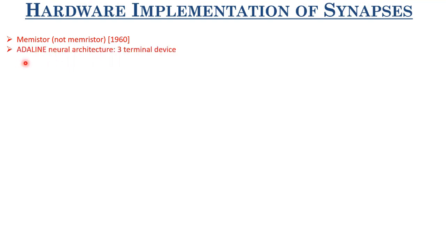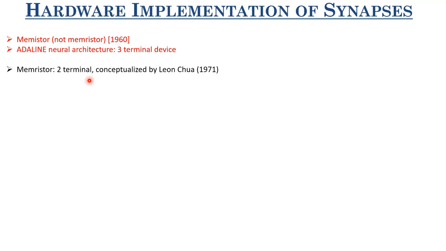It was also used in a system called the Adaline neural architecture. This memistor is not a two-terminal device like a memristor, but a three-terminal device. And what exactly is this memistor? It actually works on the principle of electroplating. Before we get into electroplating and how a memistor works, let us discuss something about the memristor, which is more popular because of its two-terminal architecture. Memristors are two-terminal devices, and they were conceptualized by a professor of UC Berkeley, Leon Chua, in 1971.